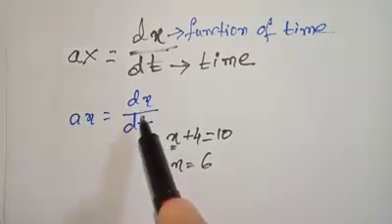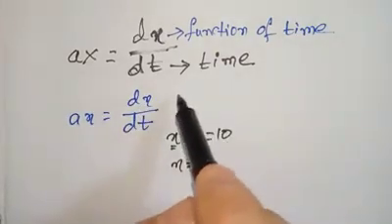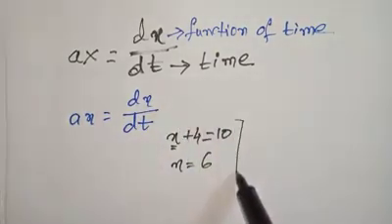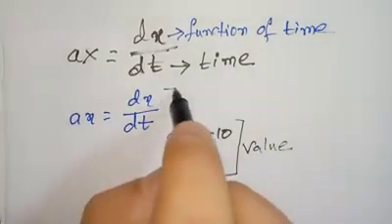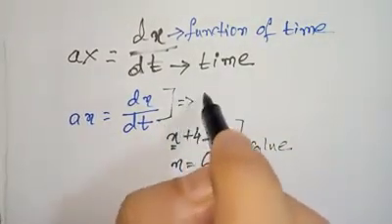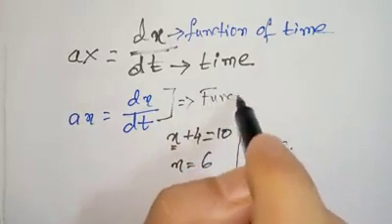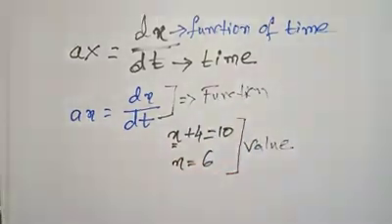So ax equals dx by dt, that is what we are trying to solve. In an algebraic equation we are trying to find a value. In this one, we are trying to find what is called a function.